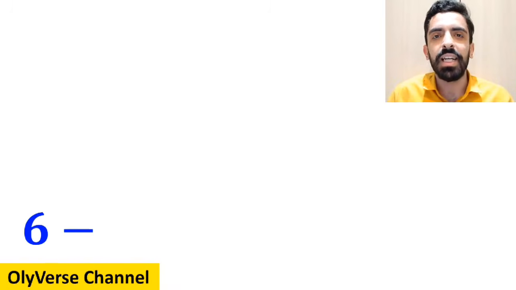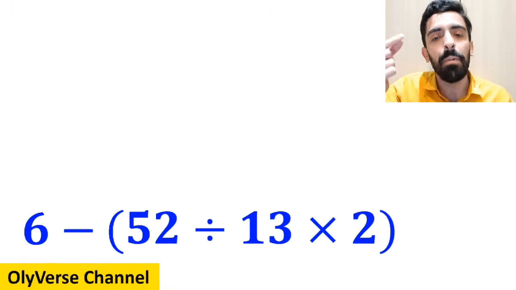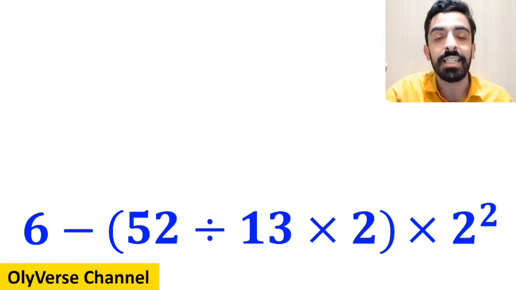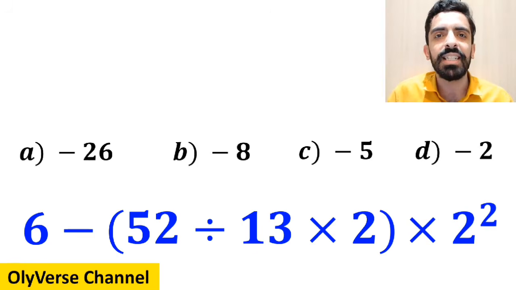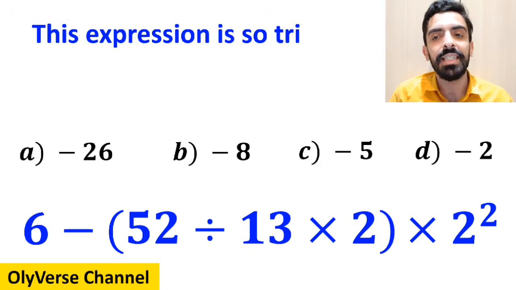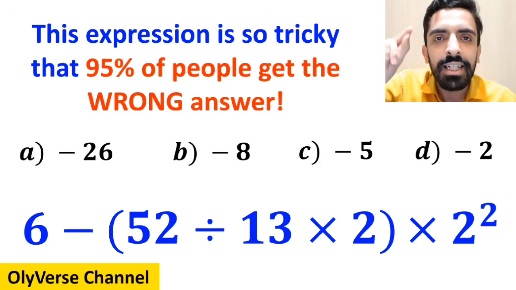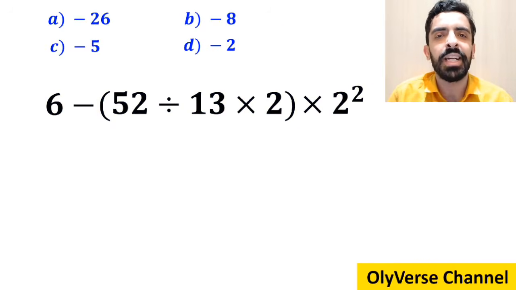What is the value of the expression 6 minus (52 divided by 13 times 2) multiplied by 2 squared? Which option do you think is the correct answer to this question? This expression is so tricky that 95% of people get the wrong answer. Let's go step by step and solve it together.